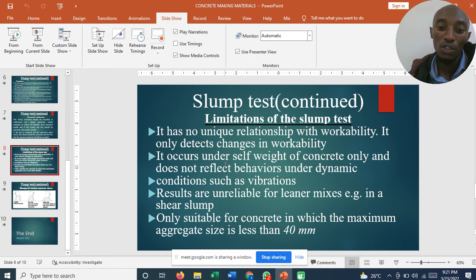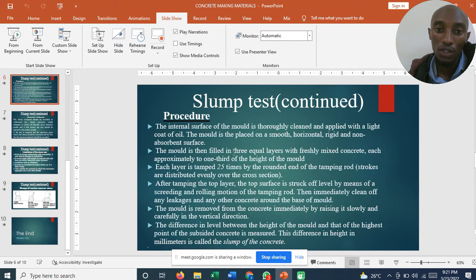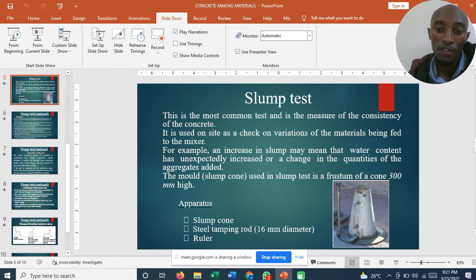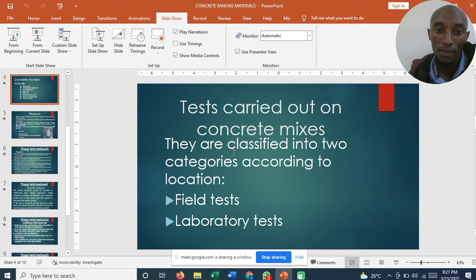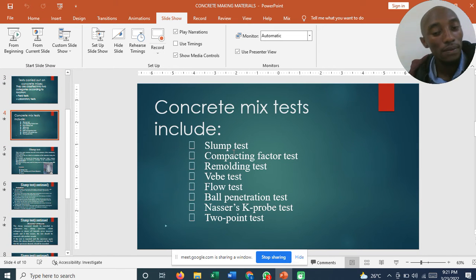Now, is there any question about the slump test? Anybody with a question? Do you have a question, learners? You don't have a question. Any addition, recommendation? No, sir. You are okay.